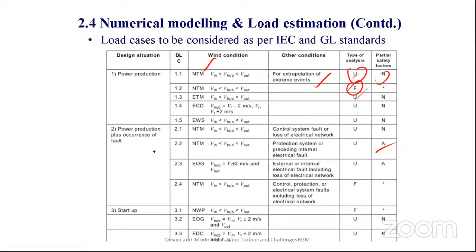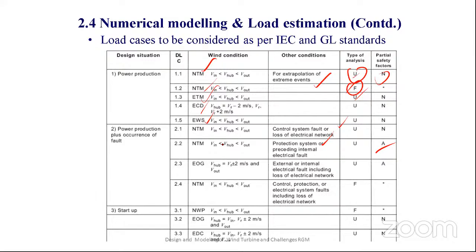And during the power production plus occurrence of fault, so a fault may occur. Normal turbulence model, extreme turbulence model, extreme coherent direction, extreme wind speed, wind shear. All these conditions we will check during the power production plus occurrence of fault: control system failures, loss of electricity generation, protection system failures, electrical fault conditions, and the external event of extreme operational gust wind speed.